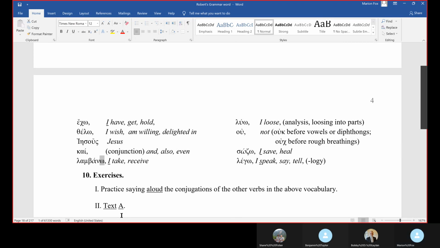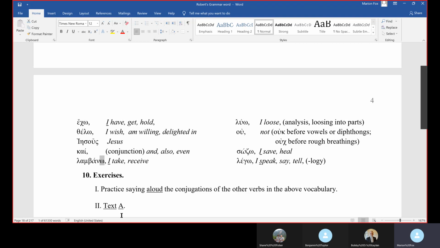Lambano, that's the next word. It's got three syllables, lambano. That's I take or I receive. I argue that it's to take when it's active voice, and it's receive when it's passive voice. That would be the argument that I would make on this.